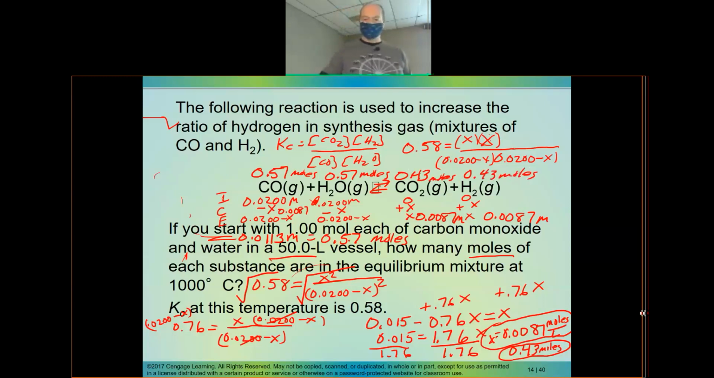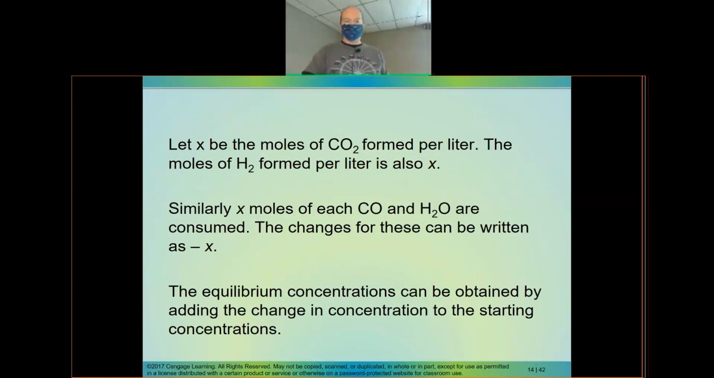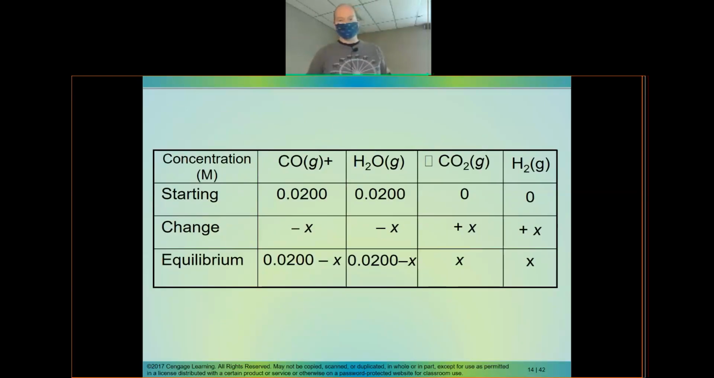They will walk you through all those steps as well. Step one, starting concentrations. They gave you moles and volume, and you convert to molarity because in your Kc setup, the units must be in moles per liter. They didn't give you any concentrations for the products, so they are both 0. You set up your equation here, your initial, which they call starting. I do ICE: initial, change, equilibrium. Just like before, 0.02 for both reactants, 0 for both products. It has to go to the right.